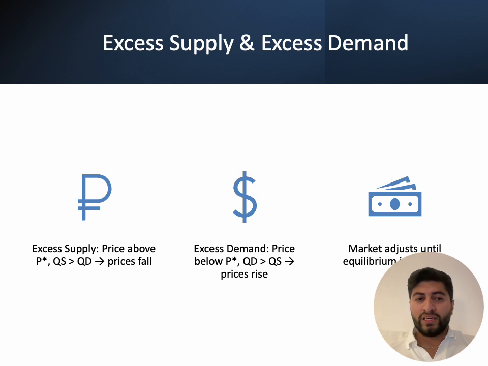Let's talk about excess supply and excess demand. What does this mean? Excess supply is when sellers produce more than what buyers want, so prices tend to fall. If you have a lot of these products, the prices will eventually fall.